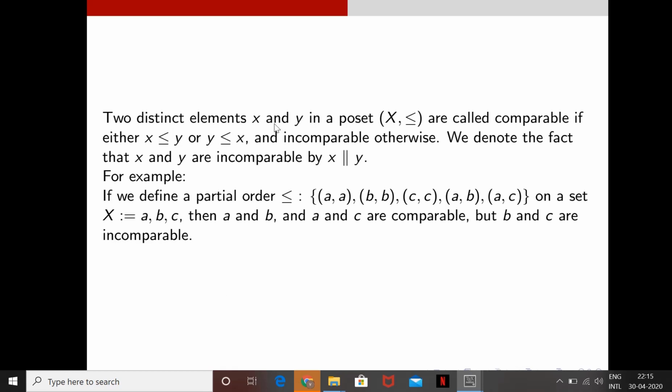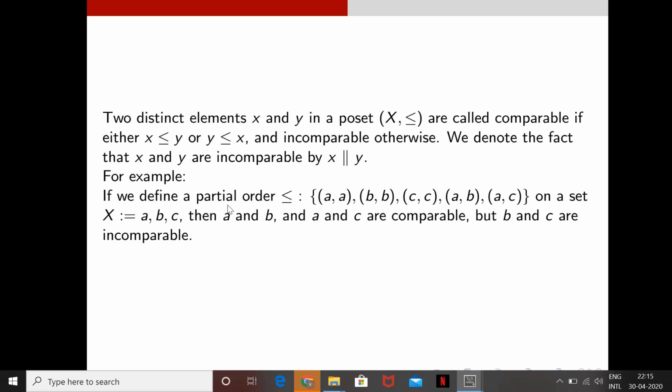Two distinct elements x and y in a poset are comparable if either x ≤ y or y ≤ x, which means that they have some relation. But if they have no relation between them, then they are called incomparable. We denote x and y incomparable by this notation.